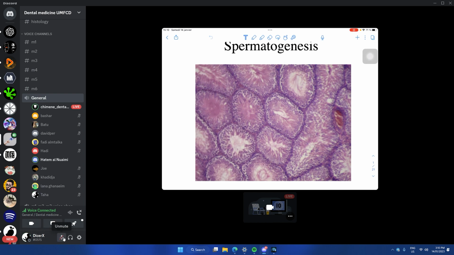Okay. So as you can see here, first of all, in this picture of spermatogenesis, you have a cross section of the seminiferous tubule in the testis of the male. So you can say either it's a cross section in the testis or a section in the seminiferous tubules.